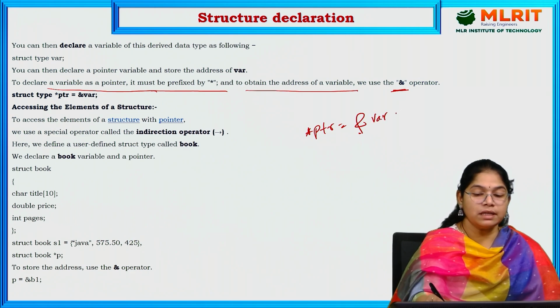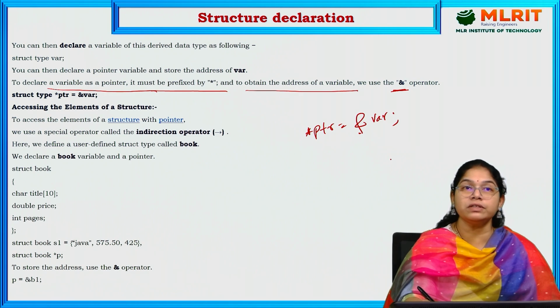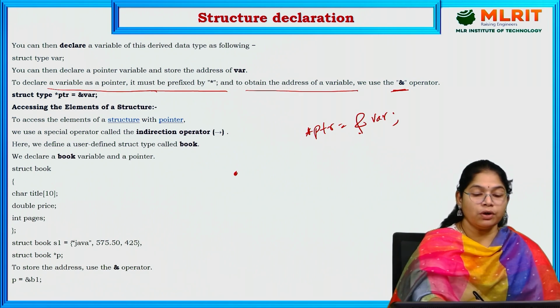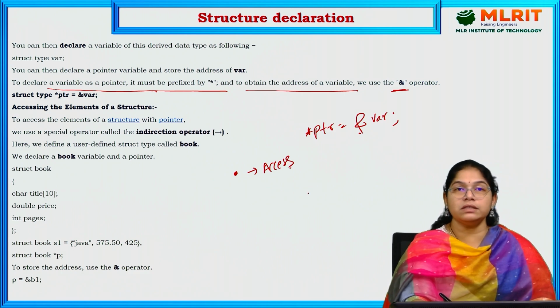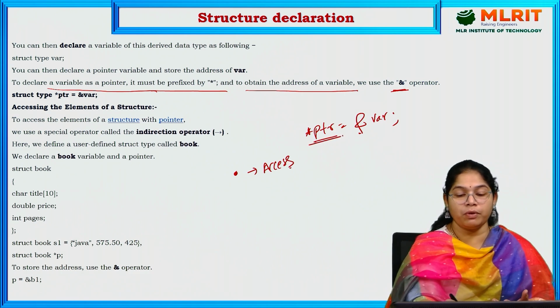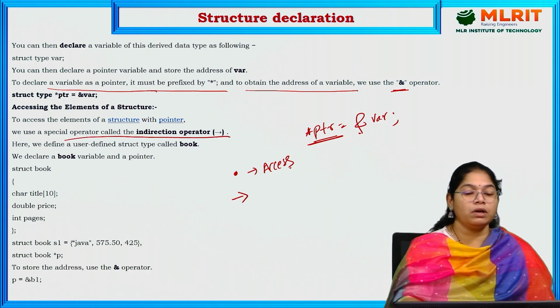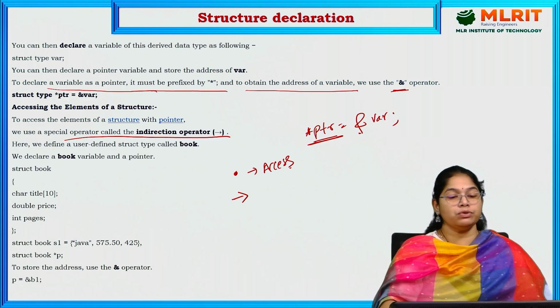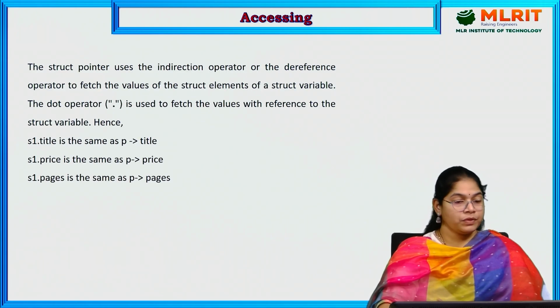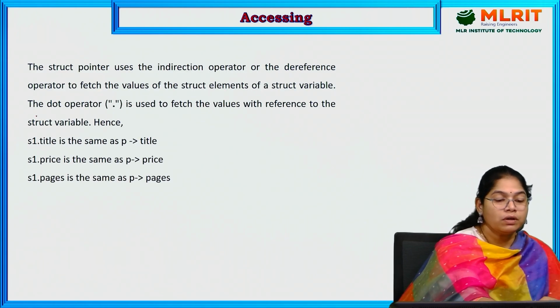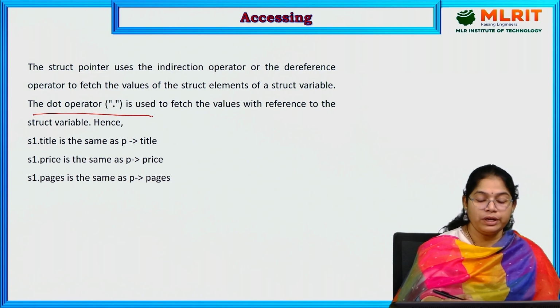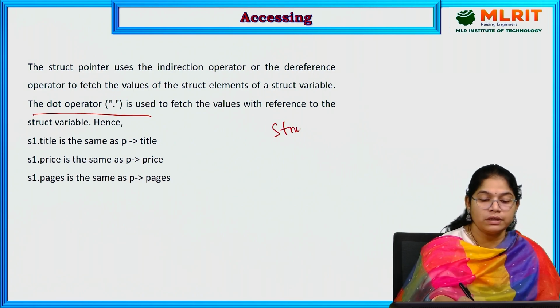To access the members of the structure, we use a dot operator, which is also called the access operator. But if I want to access the members of a structure using a pointer, we have an access operator called arrow, a special operator called the indirection operator, which is used to access the members of a structure using a pointer. So to fetch the values, the dot operator is used.